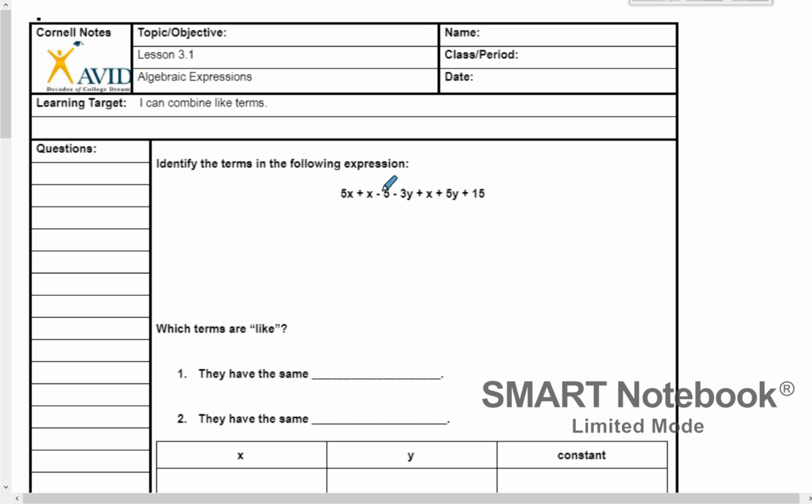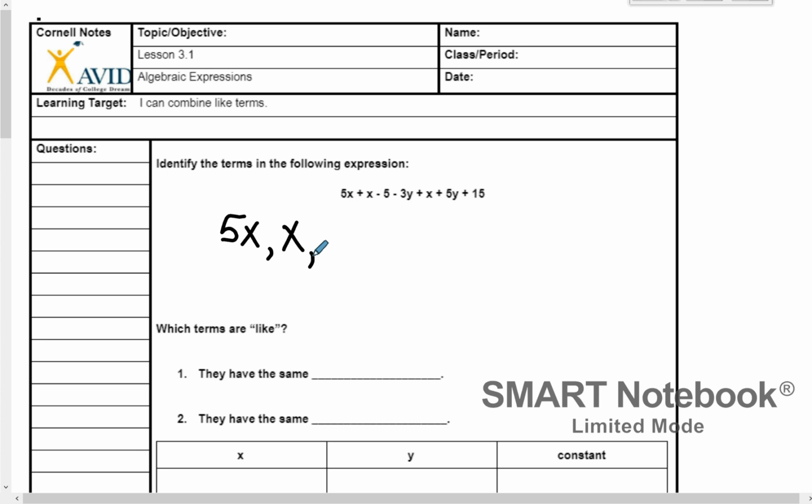Okay, so one term in this expression would be 5x. Terms are those parts of the expression that are separated with addition or subtraction. So if you know what terms are, I want you to pause this video, list out your terms, and then resume the video to check. If you're not so sure, just hang in here with me. Okay, so our first term in this expression is 5x. Our next term would be x.